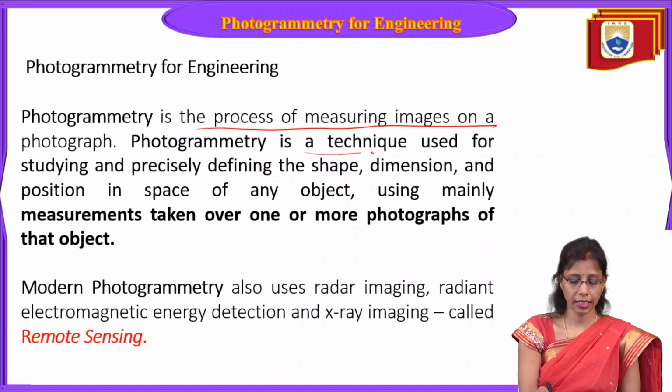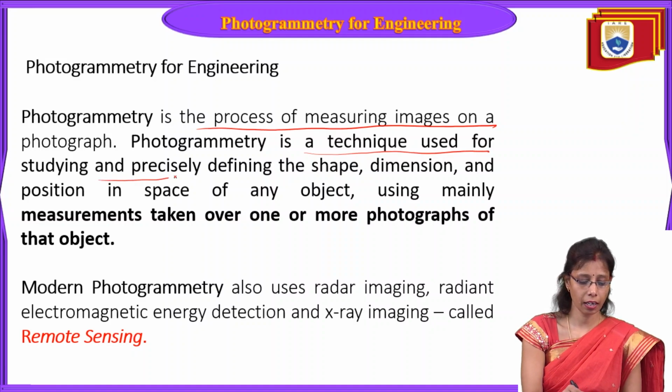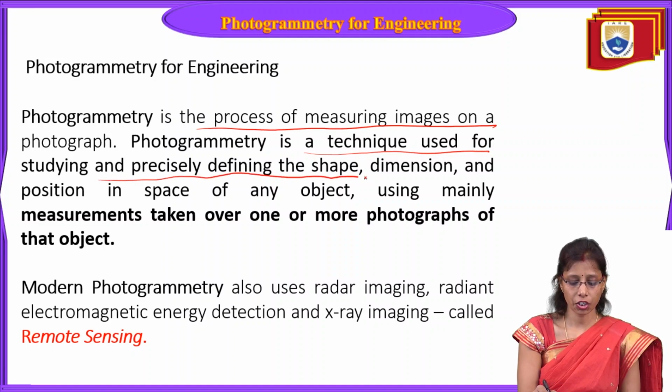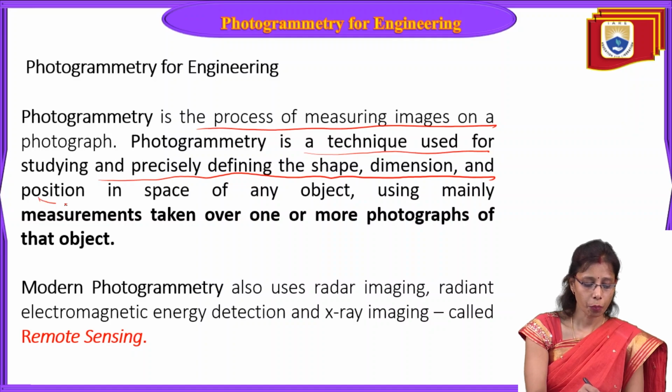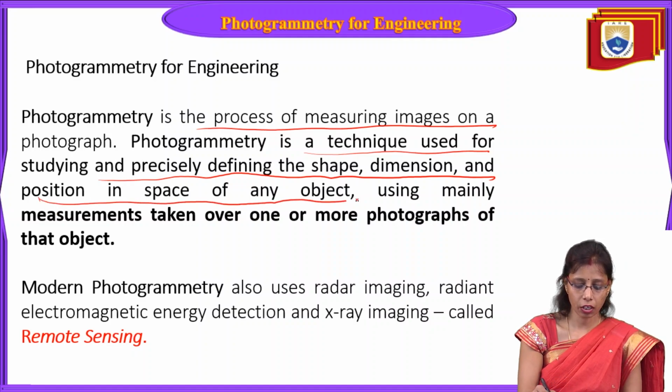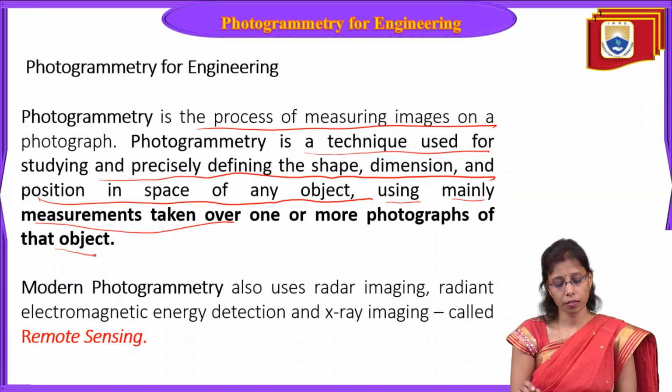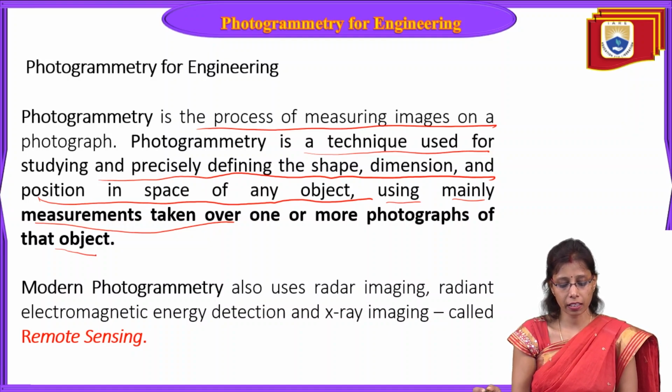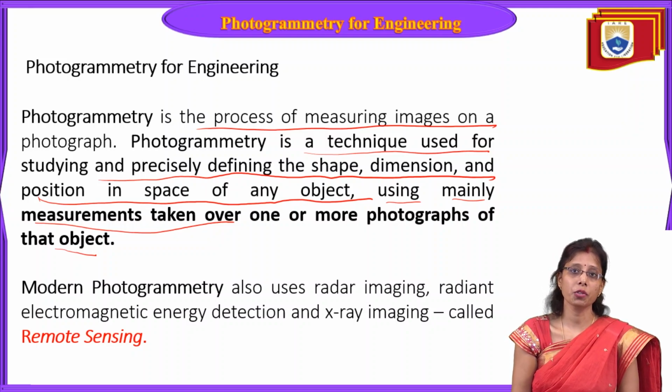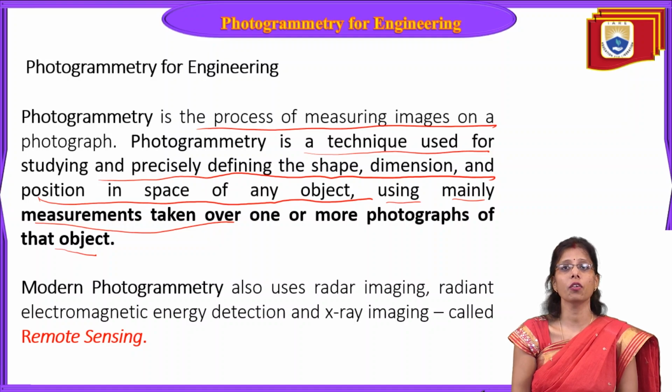Photogrammetry is a technique used for studying and precisely defining the shape, dimension and position in space of any object, using mainly measurements taken over one or more photographs of that object. So it is helpful in defining the shape, dimensions, and position in space of any object using mainly the measurements taken over one or more photographs of the object.